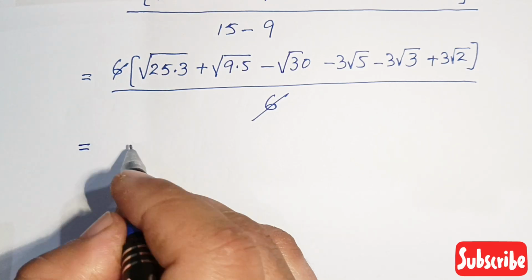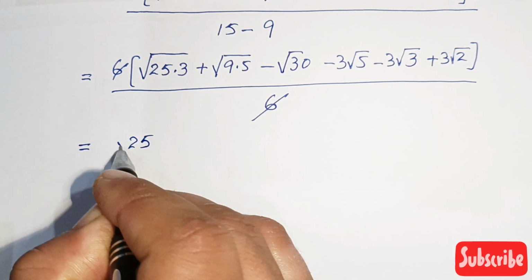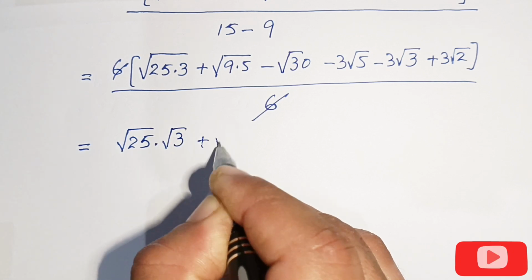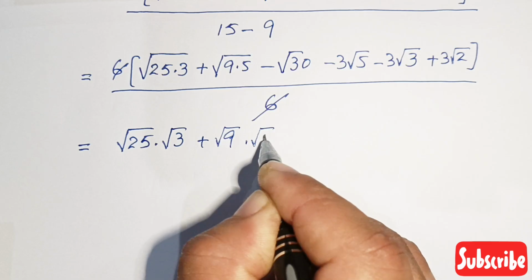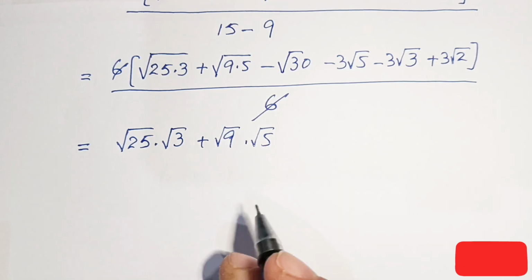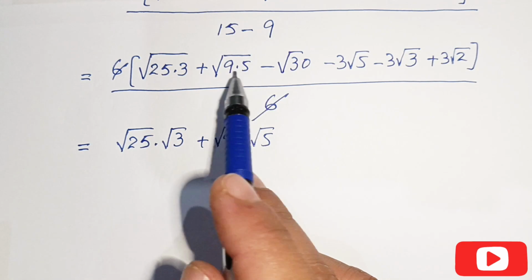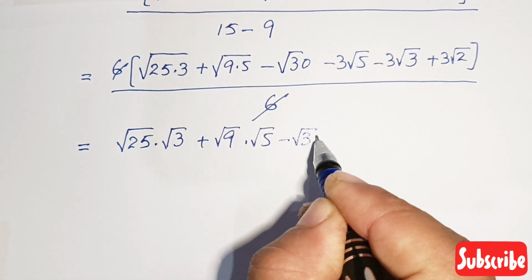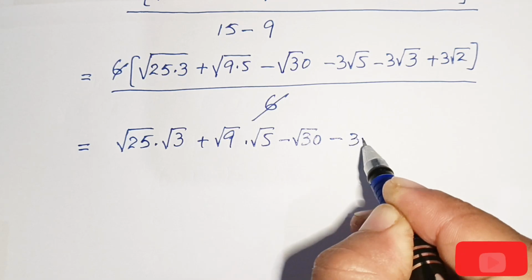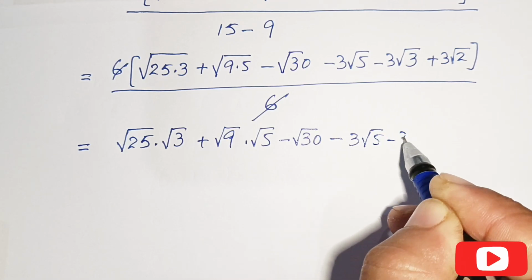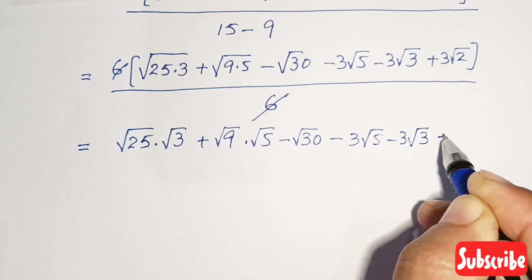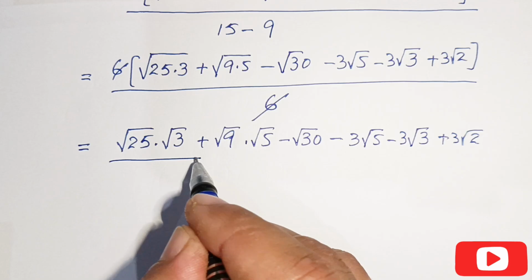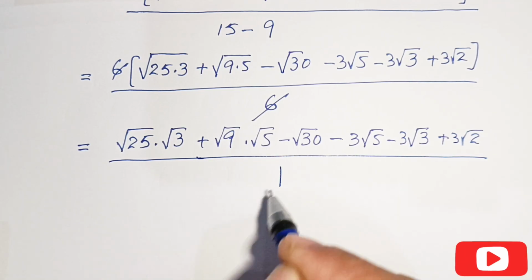Now our next step will be that it can be written as square root of 25 times square root of 3 plus square root of 9 times square root of 5. We are just going to write separately this 9 and 5, similarly 25 and 3, and here we just write this square root of 30 minus 3 times square root of 5 minus 3 times square root of 3 plus 3 times square root of 2 all over, here we get 1.